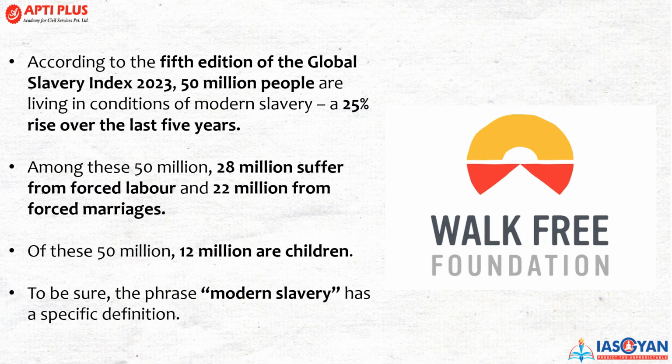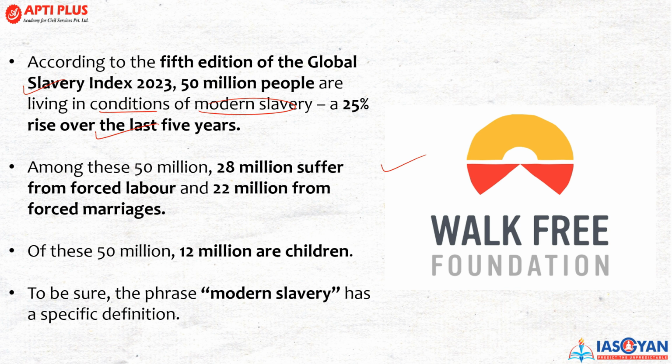So just to give you the background and introduction, the fifth edition of the Global Slavery Index 2023 was released, and the finding says that 50 million people are living in conditions of modern slavery. What is modern slavery? There is a specific definition to it, I'll give you in a while. And the important finding, which is astonishing also, is a 25% rise over the last 5 years. This is what the fifth Global Slavery Index has to say. This is released by Walk Free Foundation. There are other entities and organizations involved in it that I'll tell you in a while.